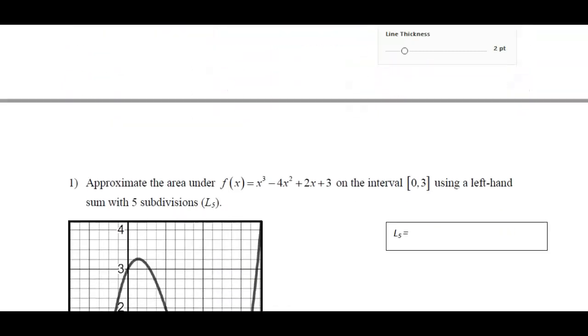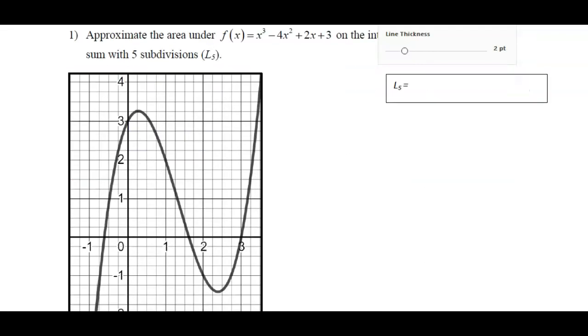So let's do a quick example right here. Let's change this back down to 1 point. I'm going to be approximating the area under this cubic, x cubed minus 4x squared plus 2x plus 3. We're going to be on the interval 0 to 3, and we're going to use a left-hand sum with 5 subdivisions. So I'm going to go ahead and we'll pause this real quick.